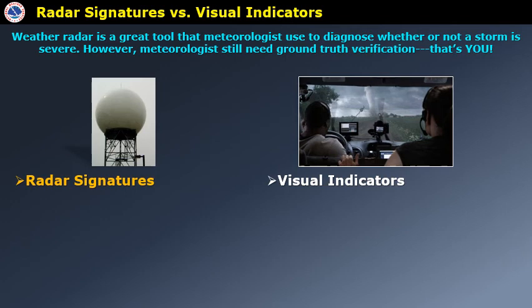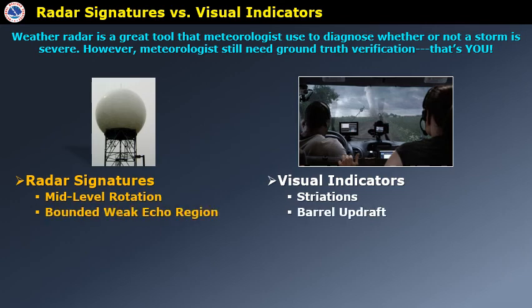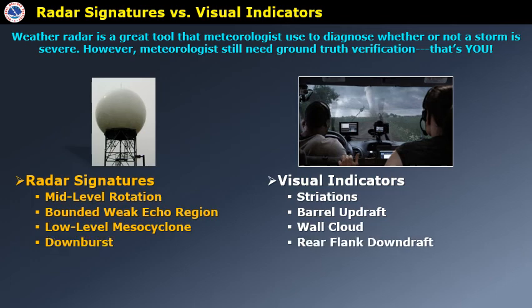Now, after we review storm types, we'll start talking about identifying radar signatures, such as mid-level rotation, the bounded weak echo region or BWER, low-level mesocyclone signatures, as well as downburst signatures. In concert with these radar signatures, we'll provide examples of how they manifest themselves visually, and this is what you'll likely be looking at in the field.